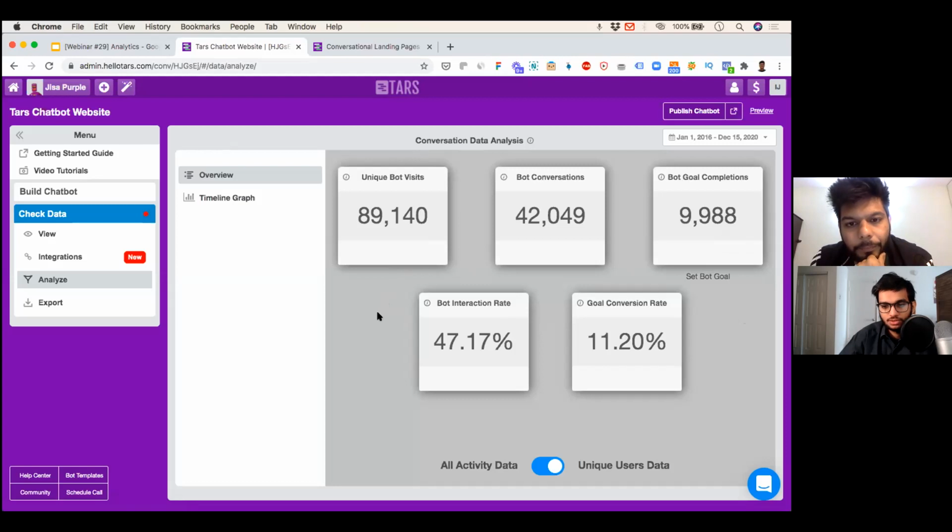All right, we have another question over here from Rhythm. What is a good interaction rate if the widget auto opens? That's a tough question, because there's no standard for a good interaction rate. I'm guessing the interaction rate would actually be lower if the widget auto opens, because you're going to see a lot more bot visits just because you're auto opening it, right?